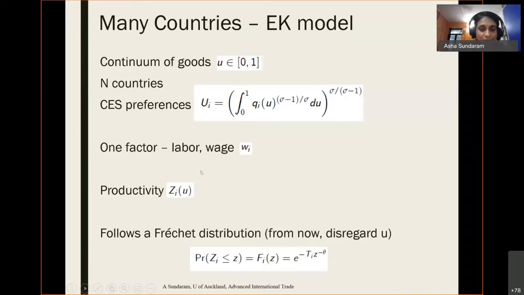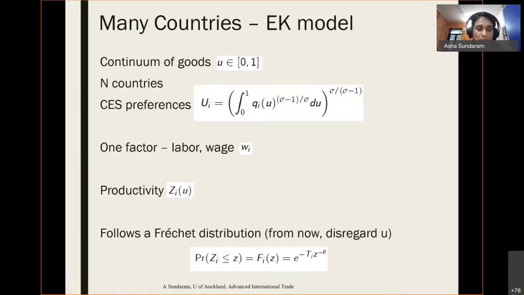We have a productivity distribution that we're going to look at. So productivity is given by the letter Z. Now, we are changing notation here, so be careful. Earlier, we kept saying that A was unit labor requirement and 1 over A was productivity. Okay. Now, we're going to change notation and we're going to say Z is productivity. U is going to index the good. So let's not get confused. Earlier it was A and Z for productivity and goods. Now it's Z and U for productivity and goods.